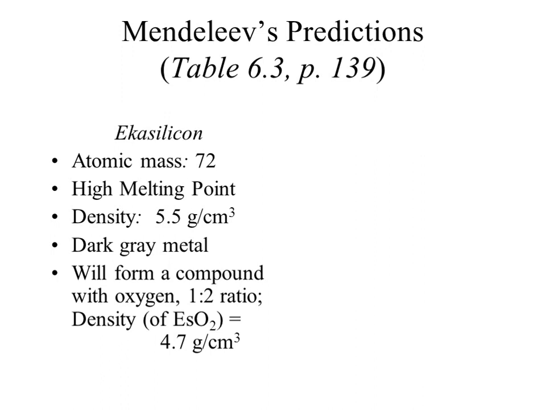Appearance-wise, he predicted that it would be dark gray and that when it reacted with oxygen, it would react in a 1:2 ratio, and he even went so far as to predict the density of this compound, which he thought would be 4.7 grams per cubic centimeter.